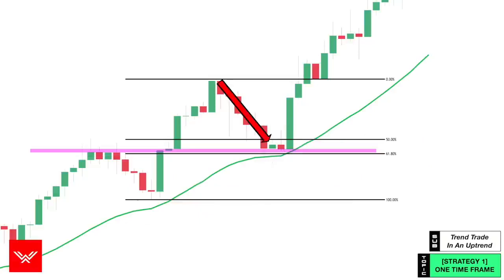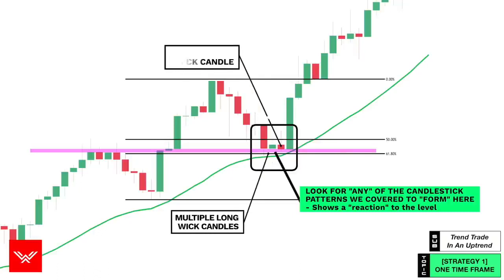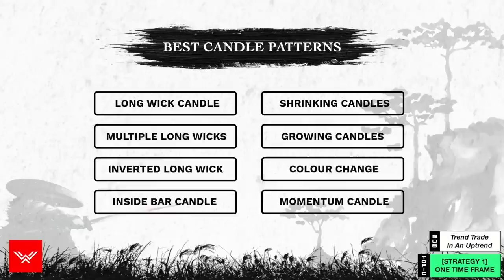Now, as price came back down, you were looking for any of the candles we covered to form at the area of confluence to show a reaction to the level. In this case here, the candles that formed are multiple long wick candles and an inverted long wick candle. Again, it could have been any of these candle patterns that formed, as it would work the same.